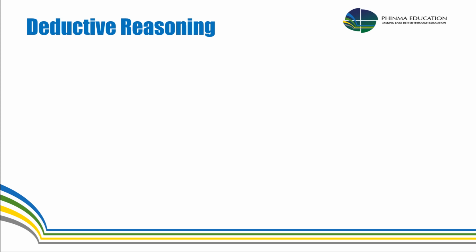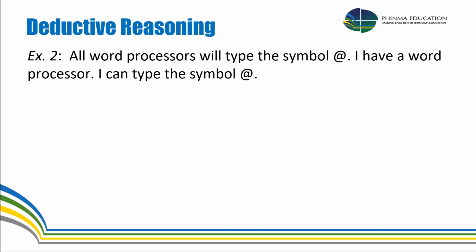So deductive reasoning, another example. Example number 2. It said that all word professors will type the symbol at. So I have a word professor, meaning I can type the symbol at.